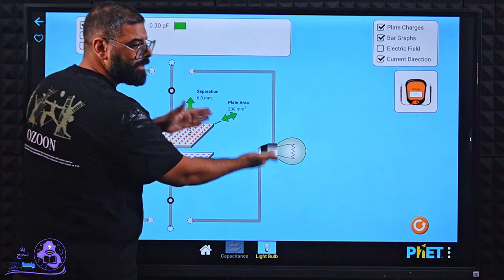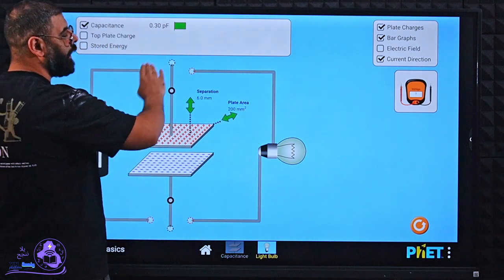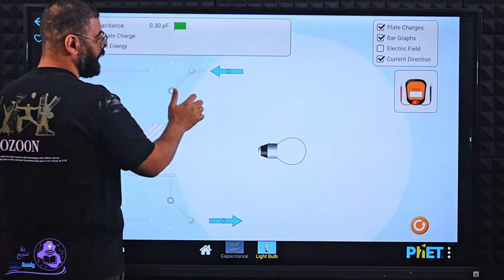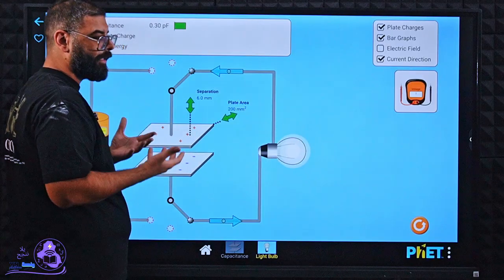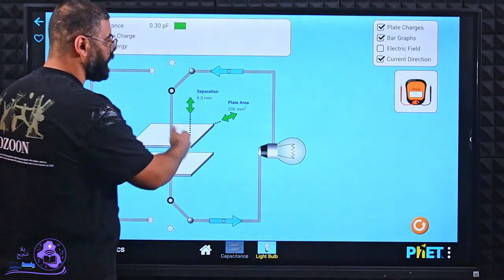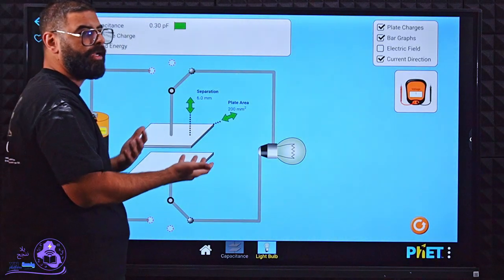It's not connected to anything, but we're going to connect it to the light. Let's see what happens. Let's connect it to the light. Then we see that the light is working. It starts shining until all the charges have gone into it and changed into another form of energy.